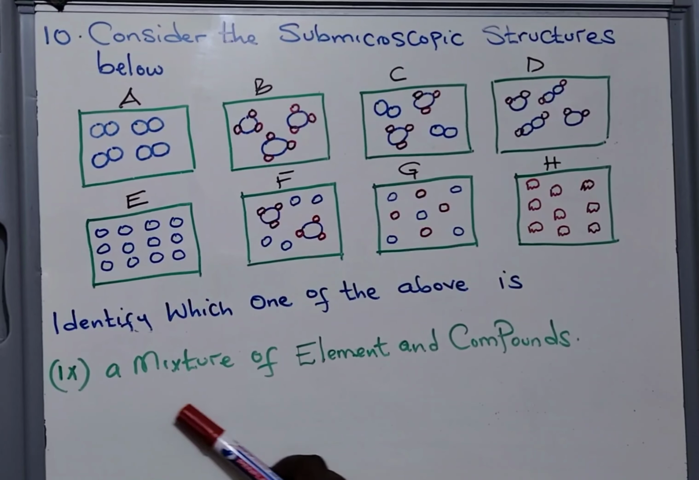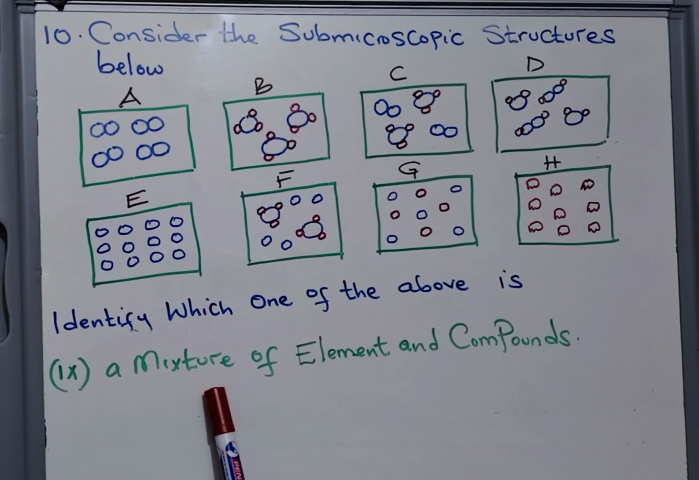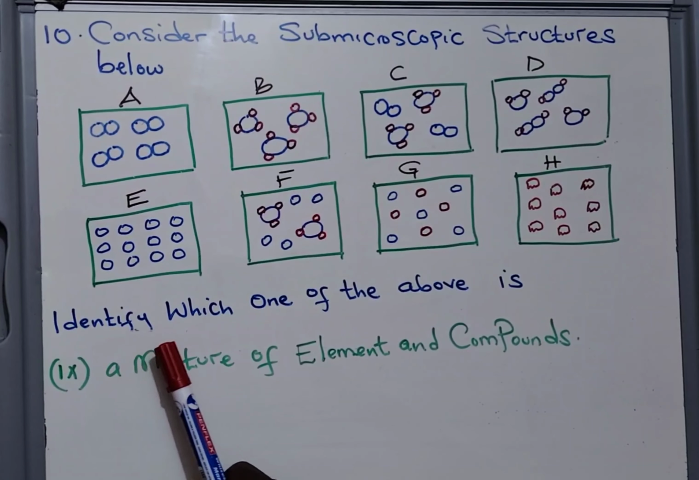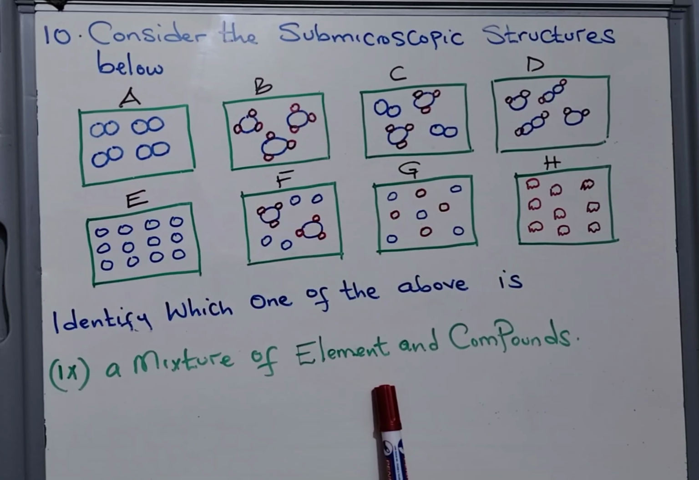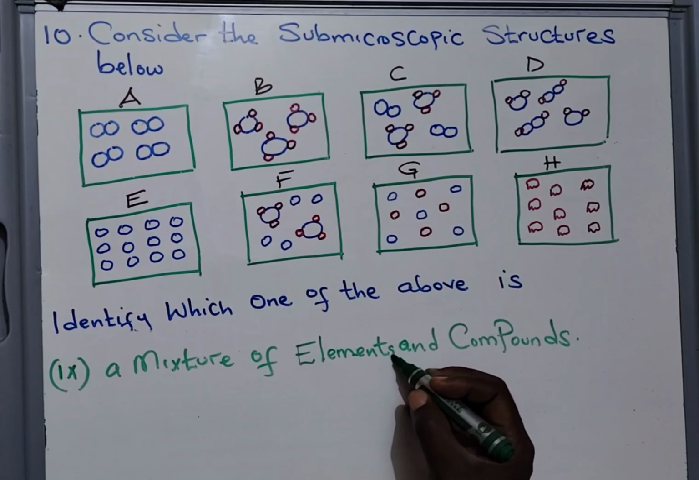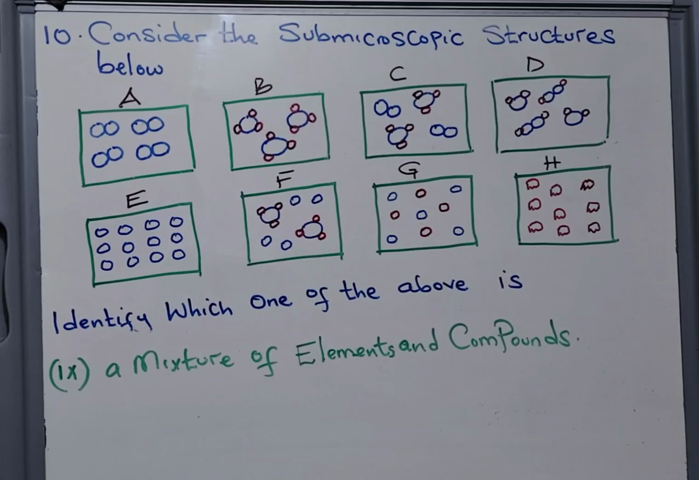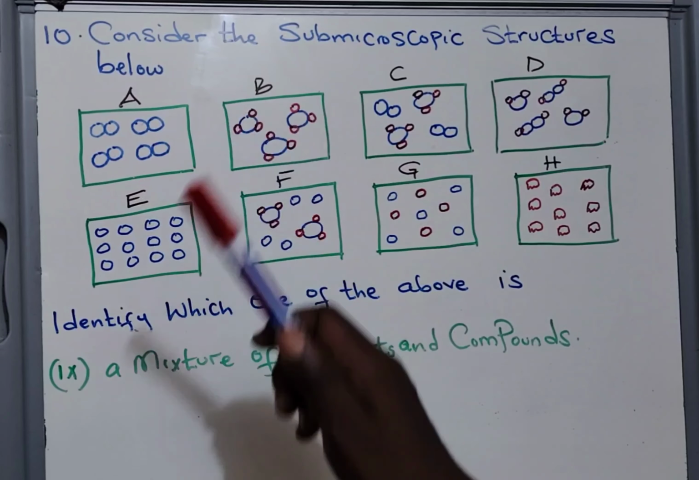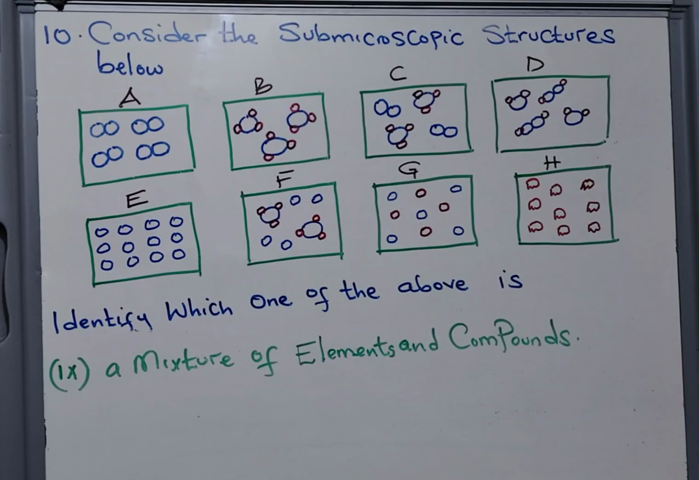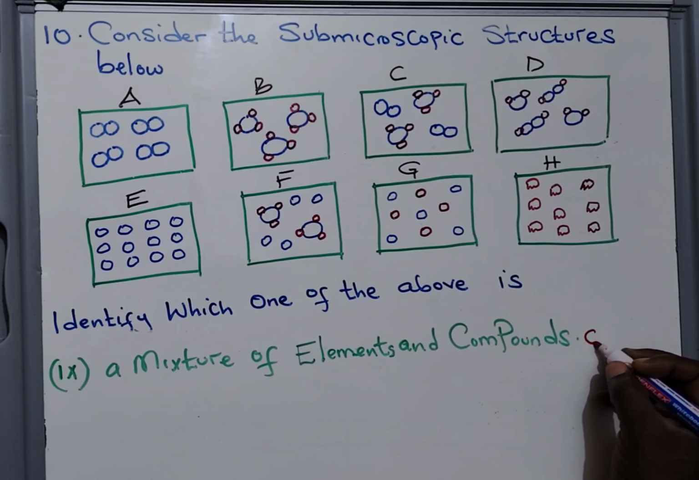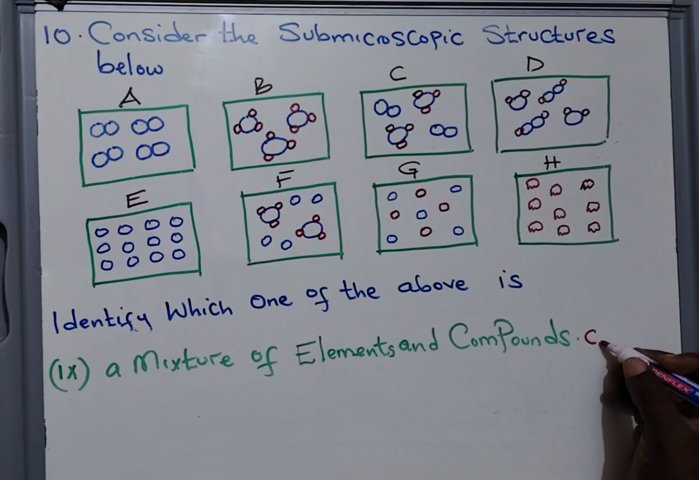Yeah, then comes this. It says, identify which one of the above is a mixture of elements and compounds. Okay. Yes, which one is mixture of elements and compound? This is pure, so it's not a mixture. Yeah, this one is the first one. C is made up of compounds and elements.